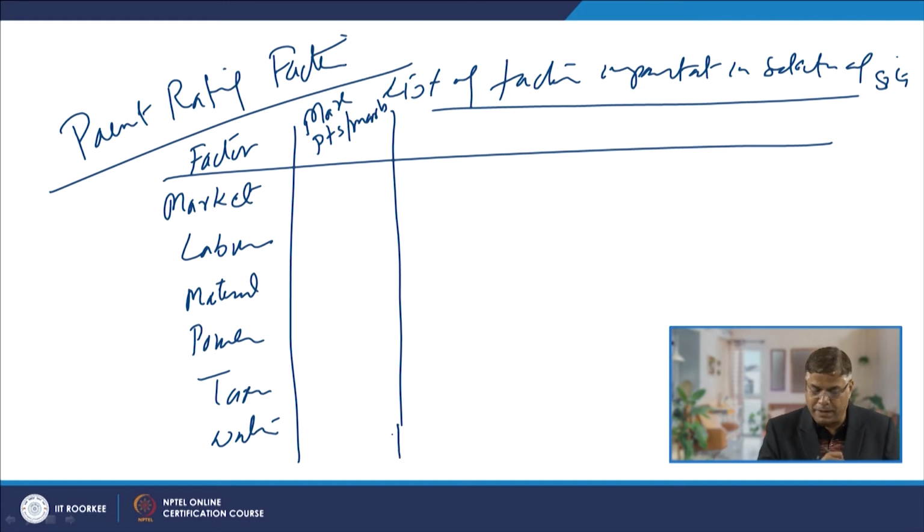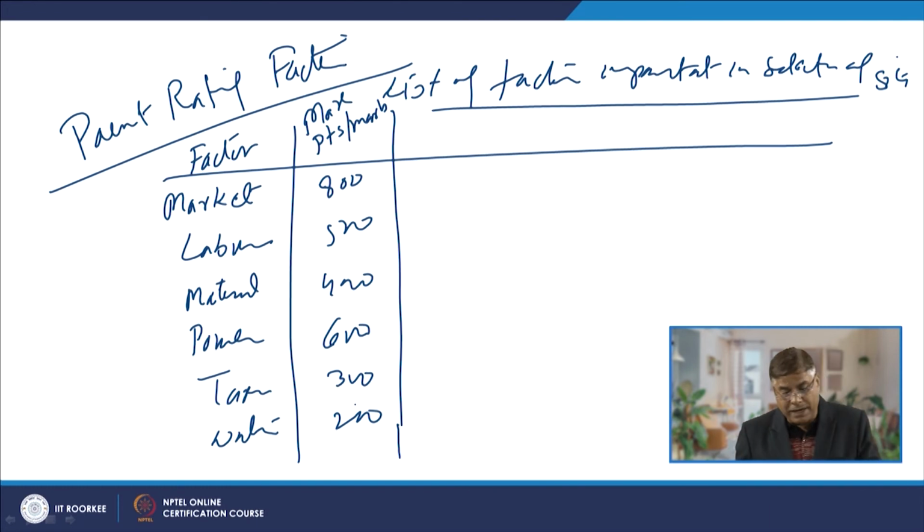If the market is extremely important, maybe we will give, say, 800 as the maximum points, labor 500, material availability 400, power availability is very crucial for smooth functioning, say 600, taxation say 300, water availability 200. So we identify the maximum points which can be given, again based on relative importance.